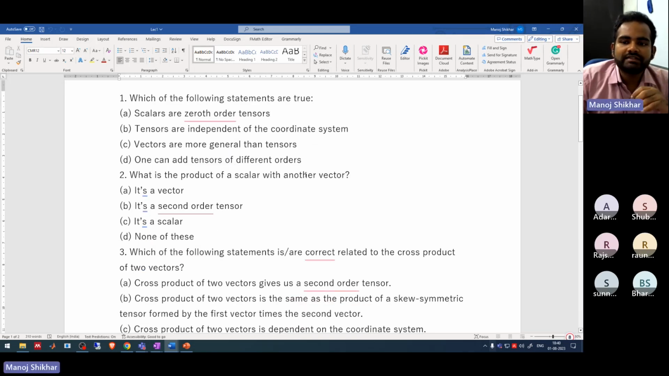What is the product of a scalar with another vector? A scalar when multiplied with a vector will give a vector only. So the option A is correct.